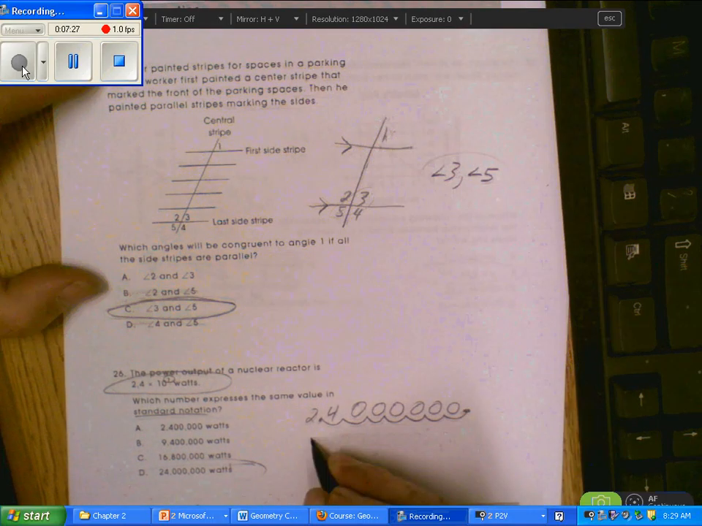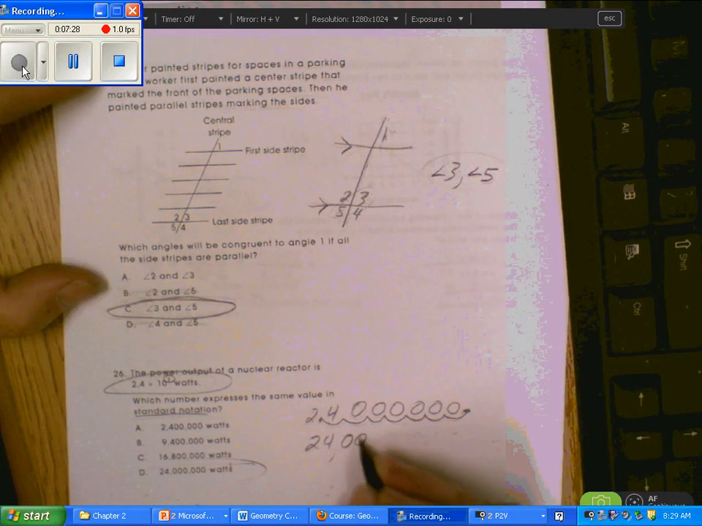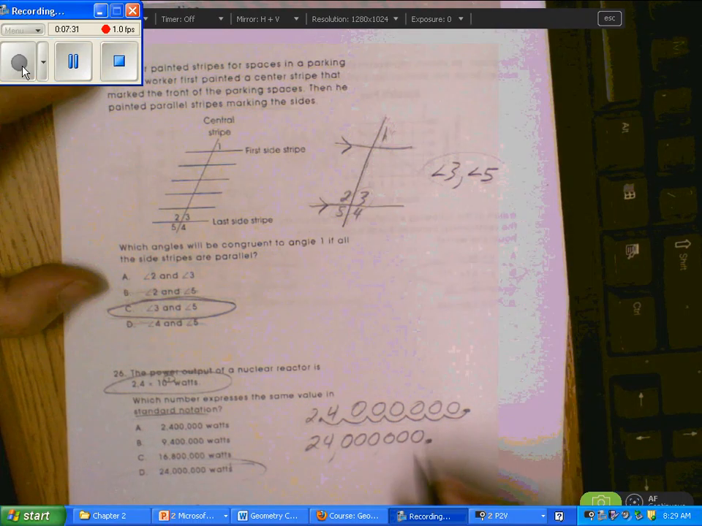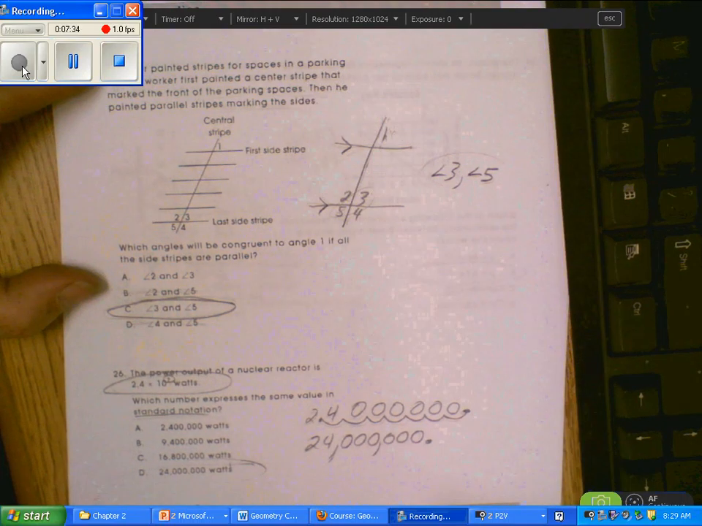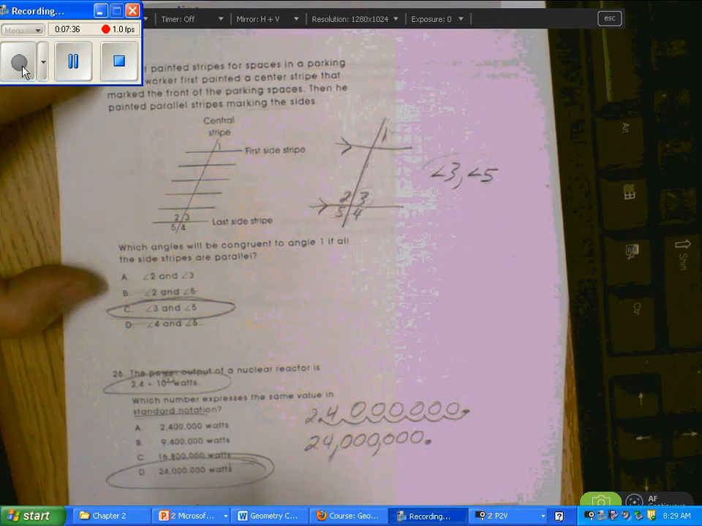I'm going to rewrite it. The decimal's now at the end, so I got 24,700,000. Decimals at the end. Put in some commas. 24.7 million watts.